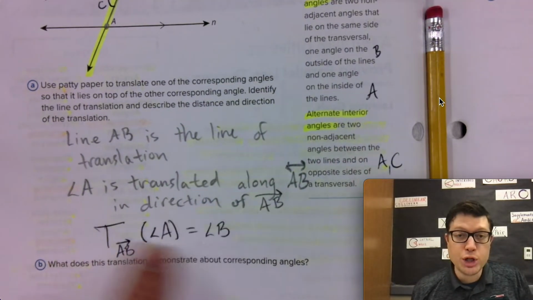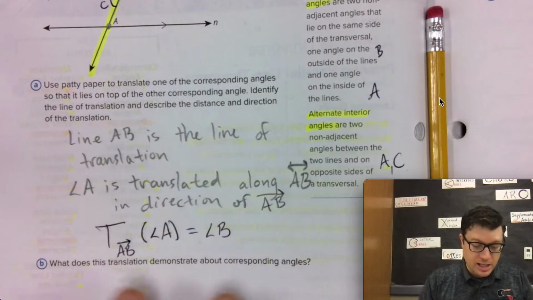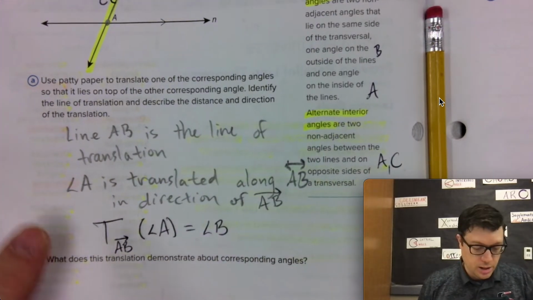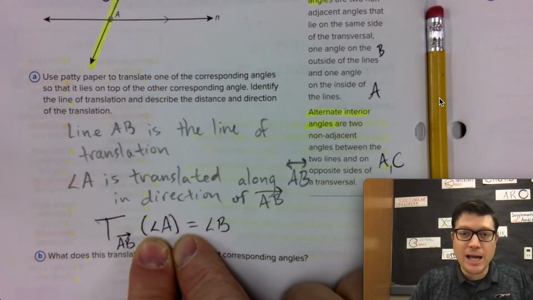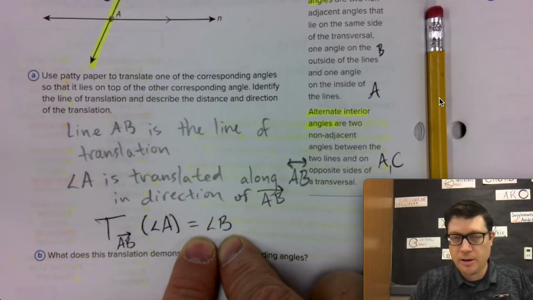That's how we should notate it. All of these words notated with just a few symbols like that. A translation in the direction of ray AB. We're translating angle A, and it's going to land on top of angle B.